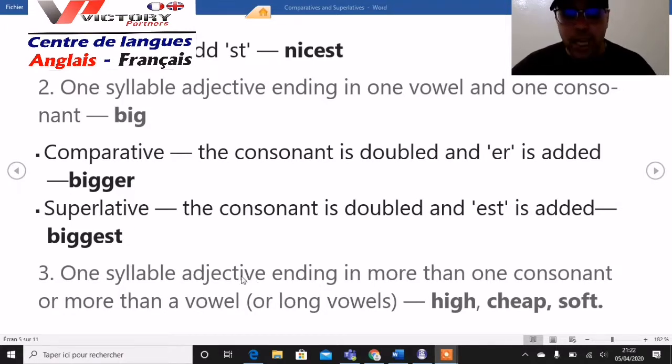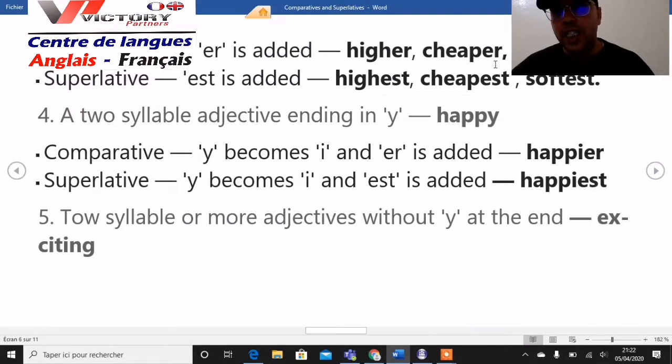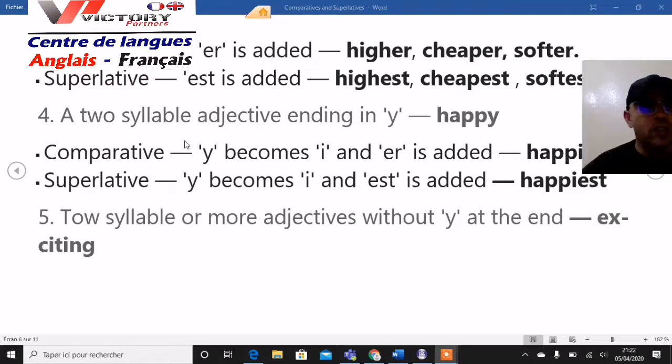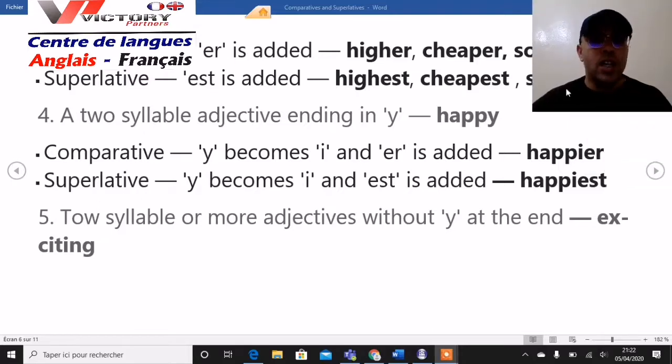One syllable adjective ending in more than one consonant or more than one vowel, or long vowels, like high, cheap, soft. Comparative, ER is added: higher, cheaper, and softer. Superlative, we add EST, for example, highest, cheapest, or softest. A two-syllable adjective ending in Y, like happy. So in comparative, Y becomes I and ER is added: happy, happier. In superlative, we add EST: happiest.